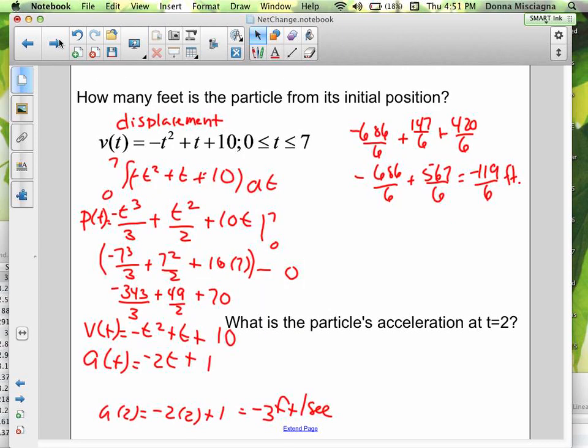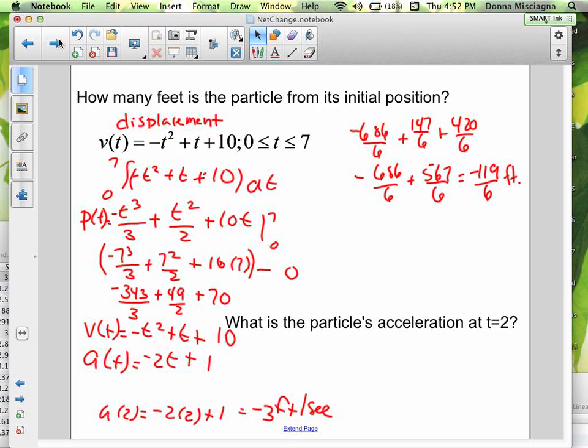How many feet is the particle from its initial position? All right, so we have v of t. If we're looking for how many feet the particle is from the initial position, we're looking for displacement. So that means we're going to integrate our velocity function and evaluate from 0 to 7. Since we're not looking for the total distance traveled, we're looking at displacement, we're not going to worry about where it's positive and where it's negative. We're just going to evaluate. So for total distance traveled, you have to make those negative areas positive, so you have to know where the velocity is negative and where it's positive. But for displacement, you don't need that.